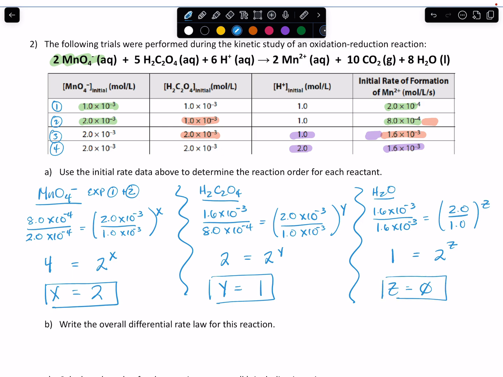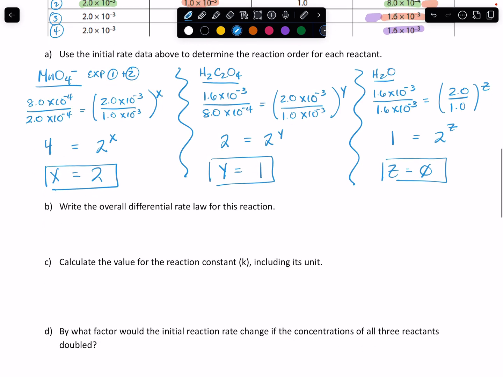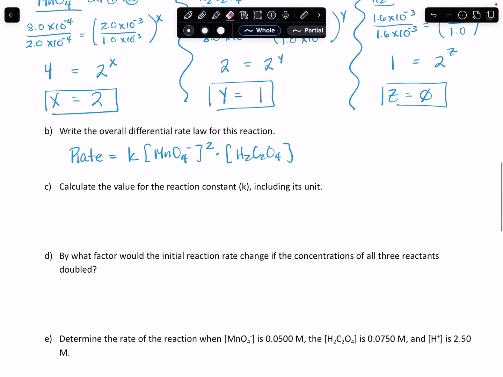All right, so I now know the powers for each of my reactants, and I can write my overall rate law. So the rate is going to be equal to our proportionality constant times the concentration of MnO4 minus squared times the concentration of H2C2O4 raised to the first power. And I exclude H plus from my rate law because it is to the 0 power. All right, now I want to calculate K. All right, so I'll just use experiment 1's data.